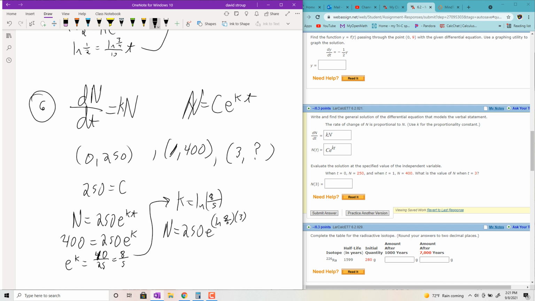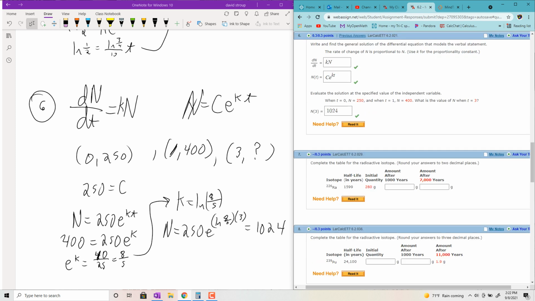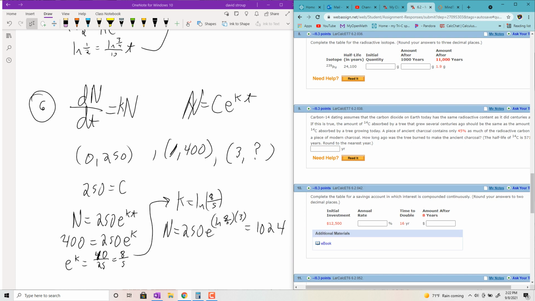250 times second ln 8/5. Oops, I forgot the e thingamajig. E to the ln 8/5 times 3. Oh, really? 1024. That can't be right. I don't know, we'll see. Yeah, that's right. Okay. These are the kind of fill in the blank problems.